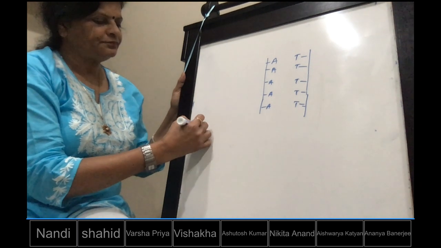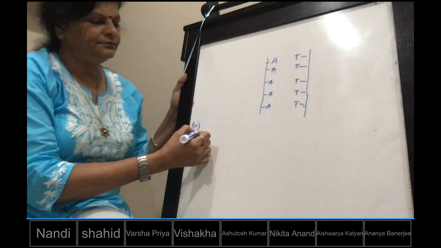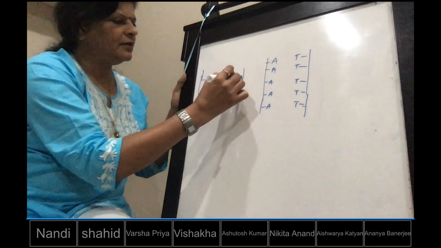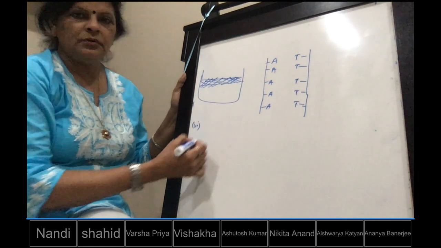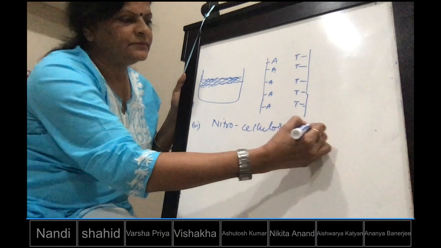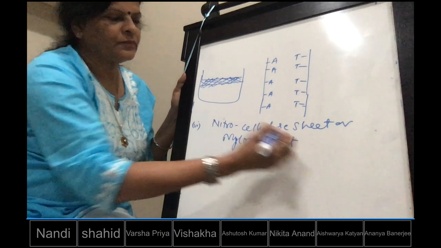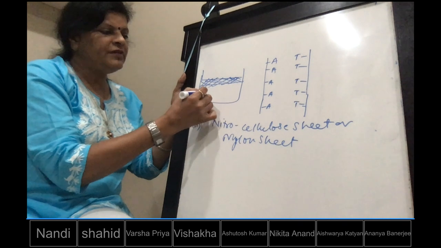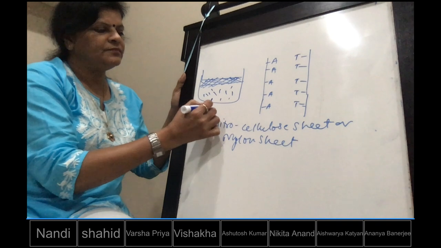Sixth point. The VNTR is poured. ये एक बात, ऐसे एक बात लेते हैं. इसमें नाइट्रोसेल्युलोज शीट है. नाइट्रोसेल्युलोज शीट और नाइलॉन शीट dipped in a bath, ये bath medium having probes. These are probes.